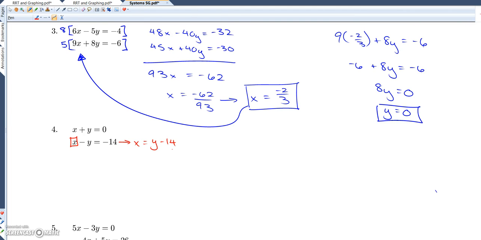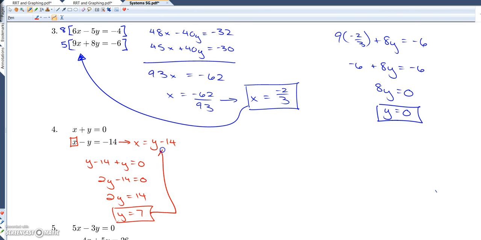So I could take this thing, plug it into the other equation, and I'm going to get the same answer as if I was going to do the elimination. y minus 14 plus y equals 0. Combine my like terms. Take the 14 to the other side. Divide it by 2. Got y. Your answer should get plugged in somewhere. Where do you want to plug it in? Doesn't matter to me. Choose your own path. I'm going here. x equals 7 minus 14. x is negative 7.